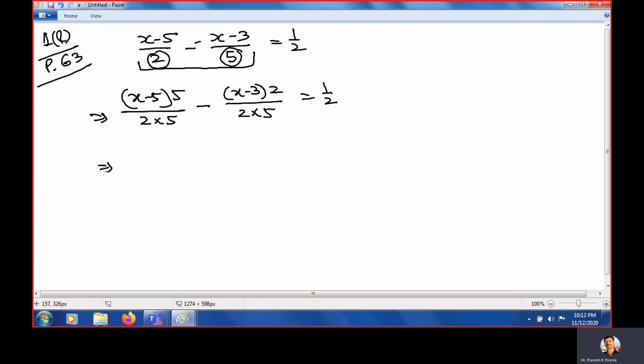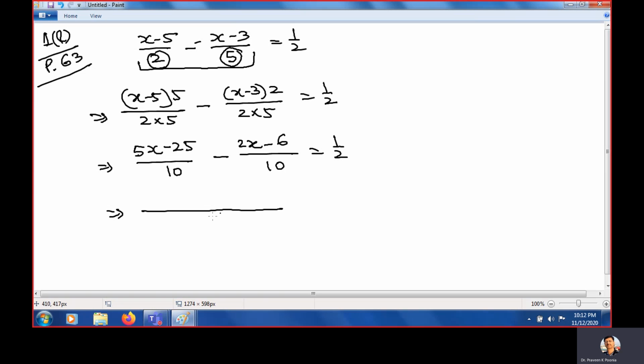If you see, this is multiplied by 5 inside. 5 into x is 5x. Minus 5 times 5 is 25 upon 10. Minus 2 times x is 2x. Then minus 2 times 3 is 6 upon 2 times 5 is 10. This is equal to 1 upon 2. 10 is the LCM. So it is 5x minus 25, and this is minus 2x.